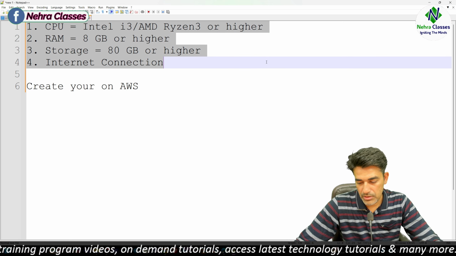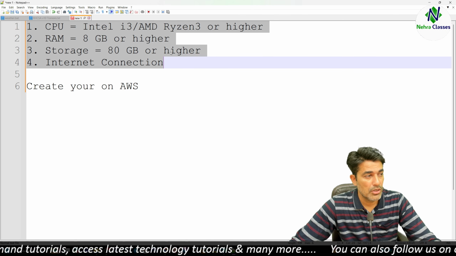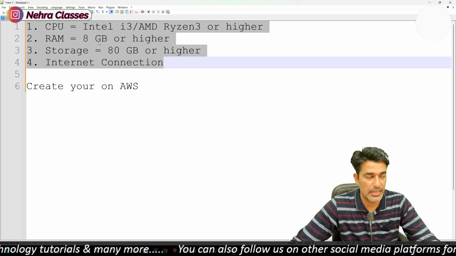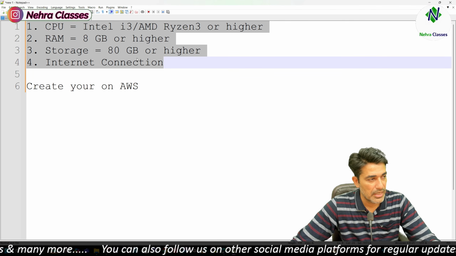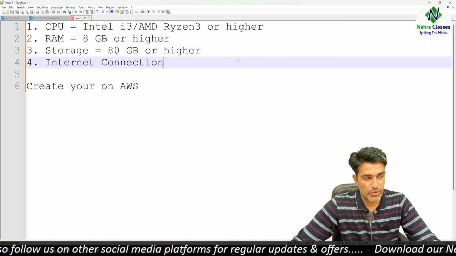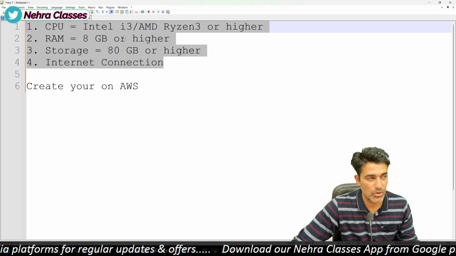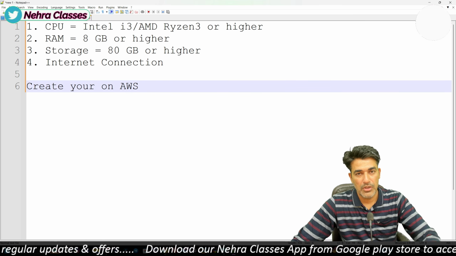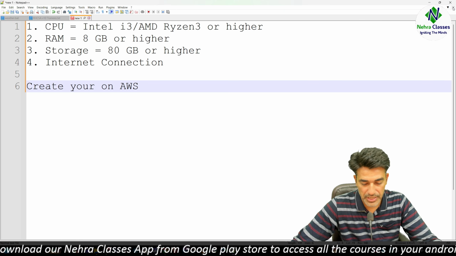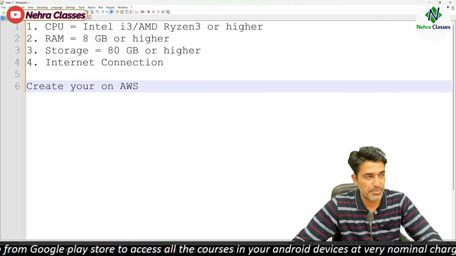If you are thinking to purchase a new laptop, then you should go for at least Intel i5 or Ryzen 5 and above. You should go for at least 12 GB or higher RAM, and 128 GB or higher hard drive. If you are looking to purchase a new machine, you should at least go for this configuration, because we need to run at least one machine at the time of practice, and at the time of labs, we need to run at least two machines.